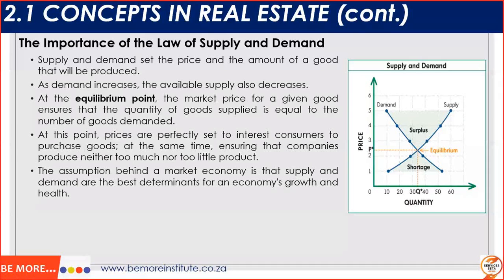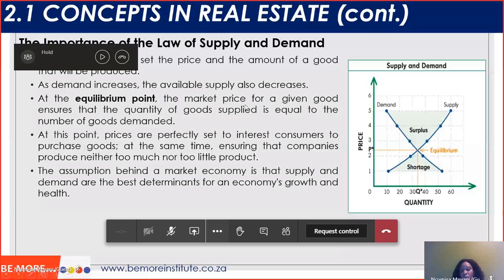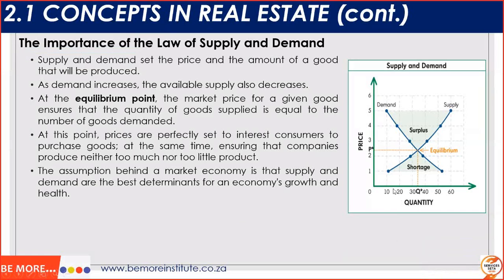At the equilibrium point, the market price for a given good ensures that the quantity of goods supplied is equal to the number of goods demanded. So if you look at our graph here, as we said earlier, when the price is low, suppliers are not really interested in selling that product. There are suppliers who will supply, but not many, because they are not going to maximize their profits.